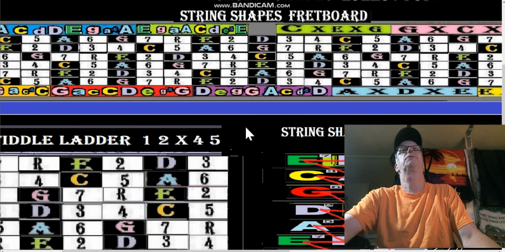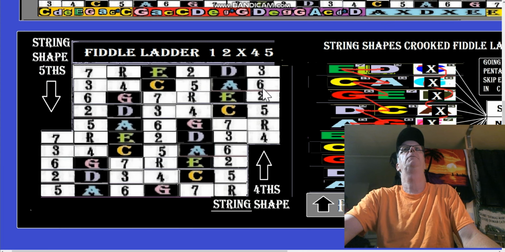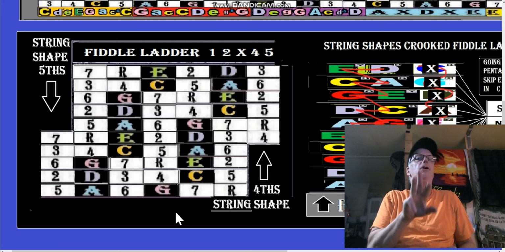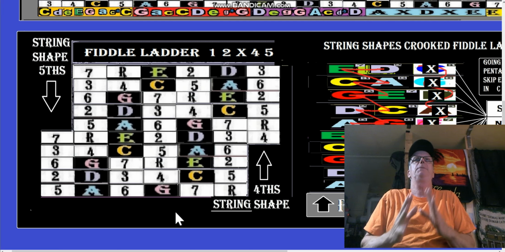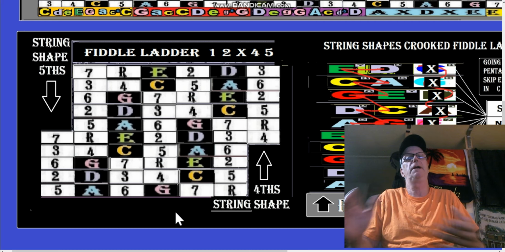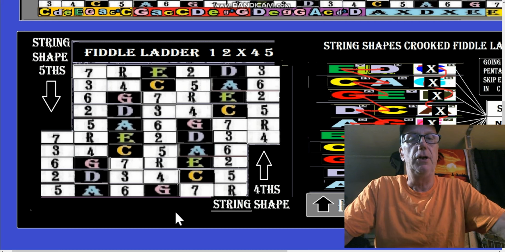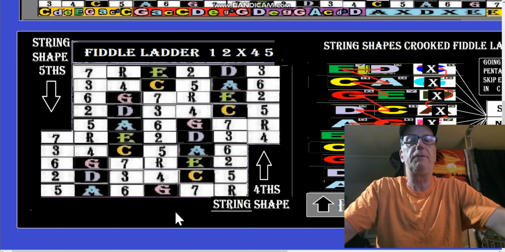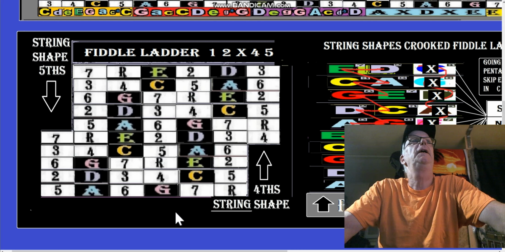Now let's just review what we were talking about before. Skipping every other third. Alright, skipping every other. You look at the word caged. If you skip every other letter in the word caged, you're going in fifths. If you skip every other letter in caged backwards, you're going in fourths.